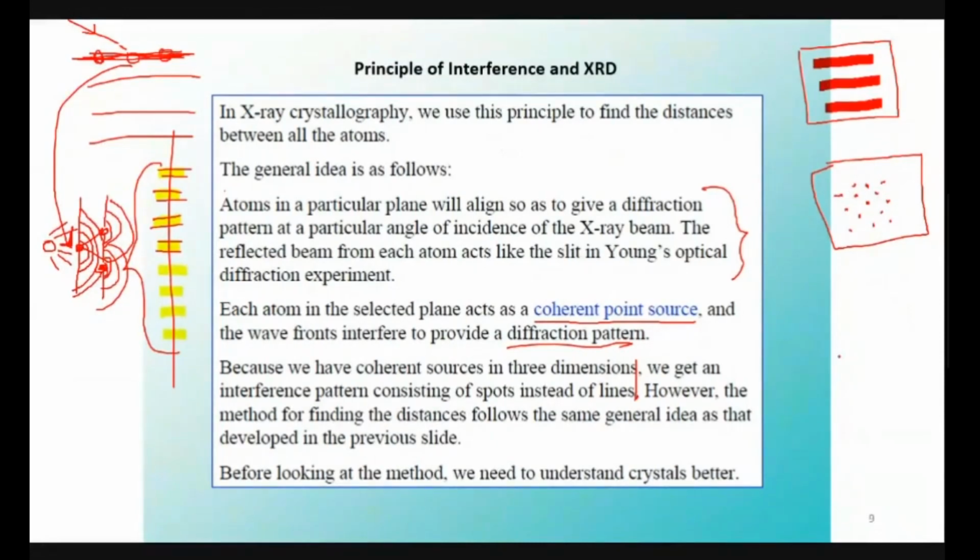Now, however, the method of finding the distance follows the same general idea as that developed in the previous slide. That means for the interference pattern, the bands, the logic behind this and the logic behind these dots remains the same. There are some mathematical calculations. If you follow that, you can exactly predict the distance between the individual atoms which are producing this pattern.